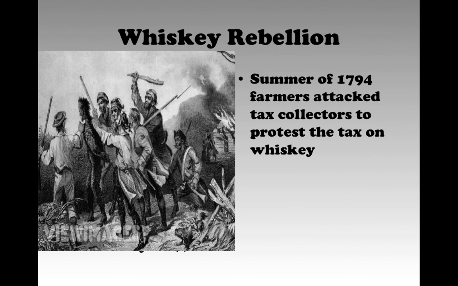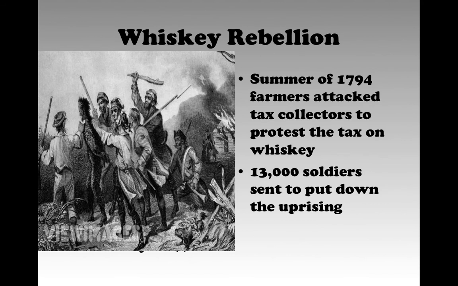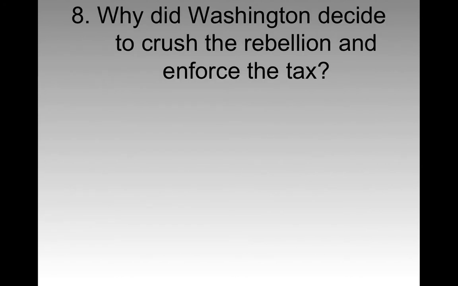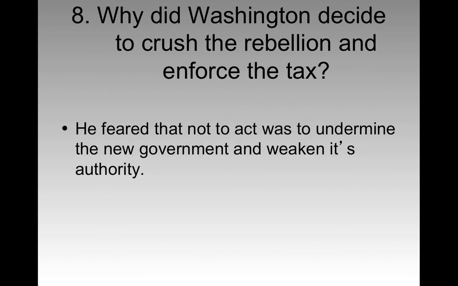So in the summer of 1794, you had some farmers attack tax collectors to protest the tax on whiskey, and George Washington would have to step in and obviously send some soldiers. About 13,000 or so soldiers were sent to put down the armed rebellion. All right, so why did he do it? He did it because if he did not, it would show that the new national government was weak and would not hold any authority. So he needed to show the authority and the strength of the federal government. It was an extremely important move for George Washington, a very smart move by him.